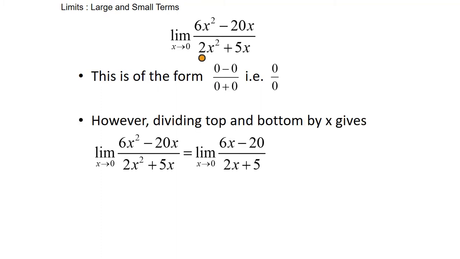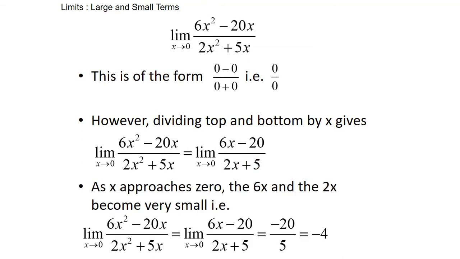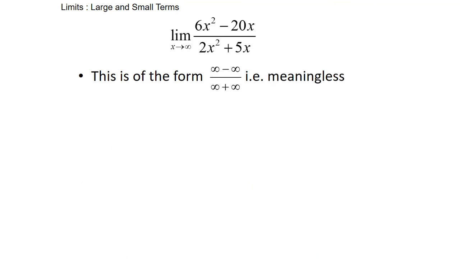But if we divide both the top and the bottom by x, we choose x so that we get a finite term when we divide here, we get the same limit but applied to 6x minus 20 over 2x plus 5. And then, as we set x equal to 0, the 6x and the 2x, those tend to 0. We're left with minus 20 over 5. That is minus 4.